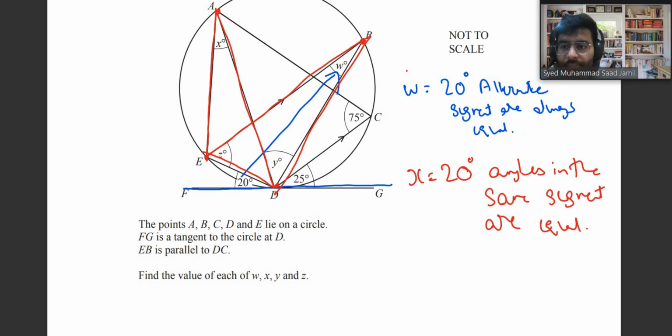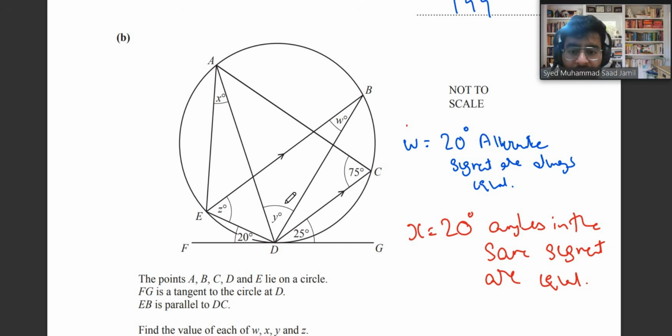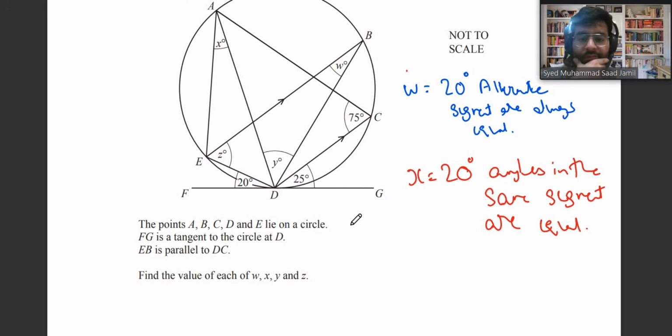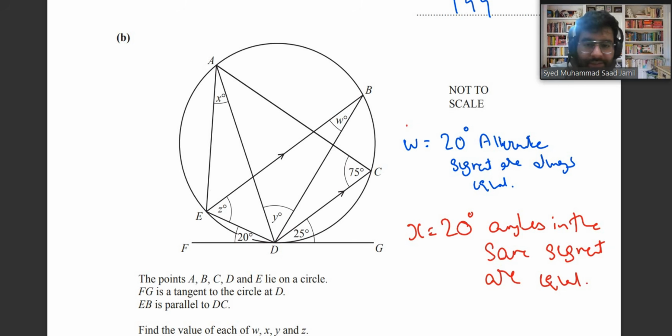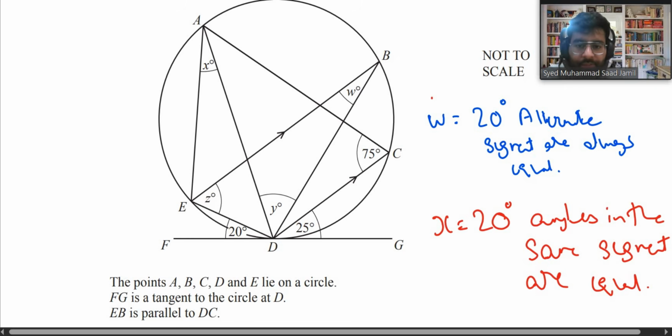Okay, now to make our lives easier, let's just erase this. Now we have to find Y. Y is this angle. Okay, now guys, to find Y, you need to try many things to solve such questions. So I'll give you guys a hint. First of all, this angle is 25, so let's call this angle A. This is also 25 degrees. Why? Because angles in the alternate segment are always equal. So this is 25 degrees.